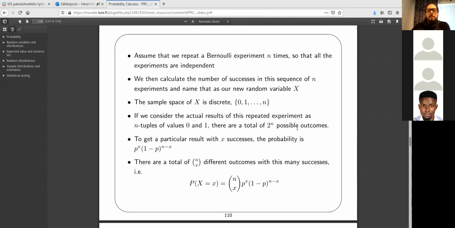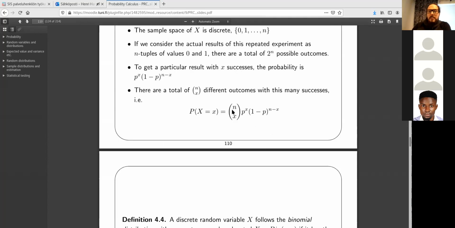We talked about the repeated Bernoulli experiment when we repeat it n times. This is known as the binomial distribution. And when we repeat the Bernoulli experiment n times, we get a discrete sample space. We calculate the number of successes, and we get a discrete sample space that consists of the numbers between 0 and n. And the probabilities we also discussed.